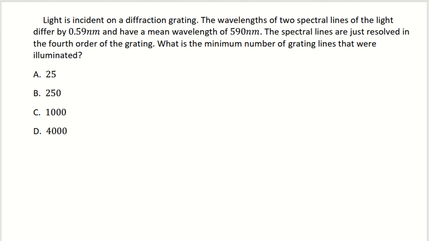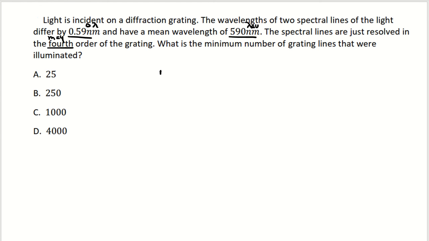Here he's saying that light is incident on a diffraction grating. The wavelengths of the two spectral lines differ by this difference in wavelength, and have a mean wavelength, which is the average wavelength. The spectral lines are just resolved in the fourth order of the grating. So m is equal to 4, and he's asking what is the minimum number of grating lines that were illuminated. So I need to find n.